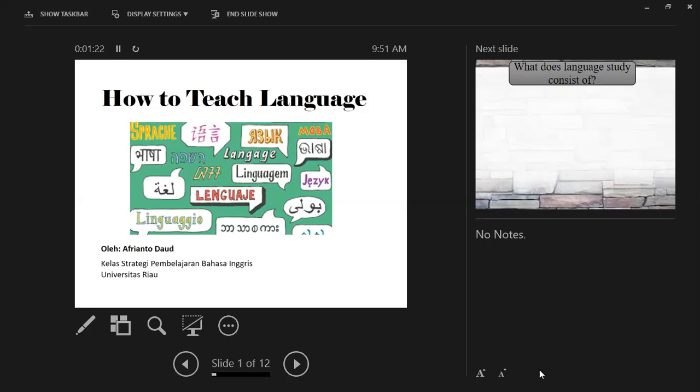But before discussing how to teach English, we are going to start with one topic, which is broader. It is about teaching language in general. So some points that I'm going to make in this presentation will probably be applicable as well in teaching other languages like Arabic, French, Chinese, and other languages.